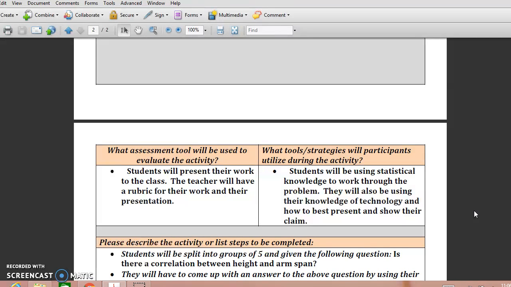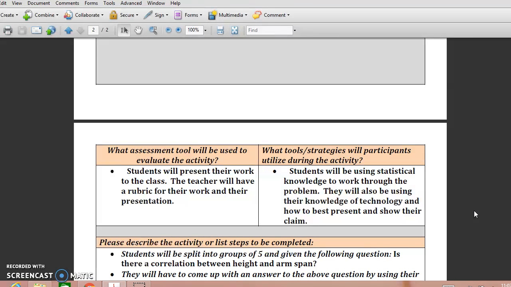Students will present their work to the class. The teacher will have a rubric for their work and for their presentation. So each group will come up and present their work. That is how the teacher will assess. Of course, the teacher will also be walking around, checking and helping and fostering their growth throughout. But the overall assessment tool would be their presentation and their work being presented.